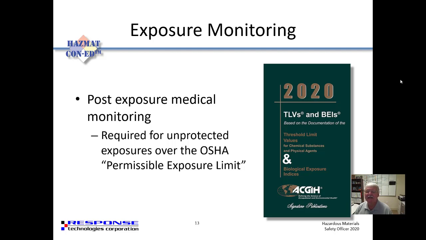Now, a real good guide to provide your physician and your safety officer with is what is called the biological exposure indices, published by the American Conference of Governmental Industrial Hygienists. The TLVs we know are time-weighted average exposure limits published by ACGIH, but the biological exposure indices in that booklet give some recommendations on if you are exposed to this chemical or family of chemicals, this is the type of test that should be performed. It's a good guide for you to provide your physician and for the safety officer to have to ensure that the exposure monitoring that's necessary occurs.